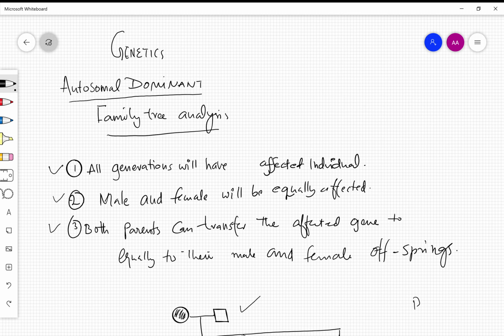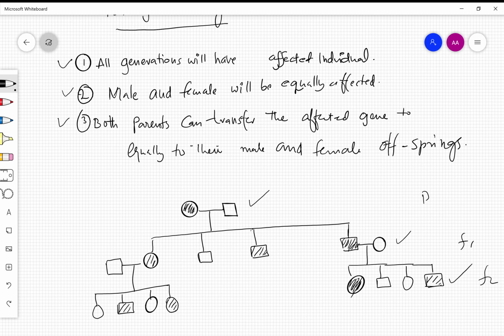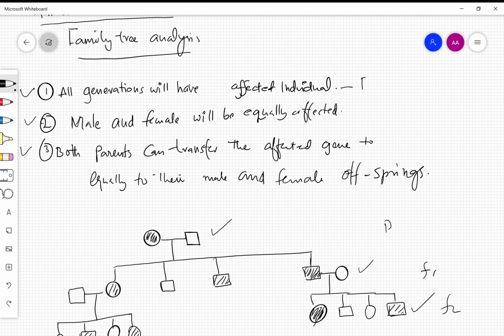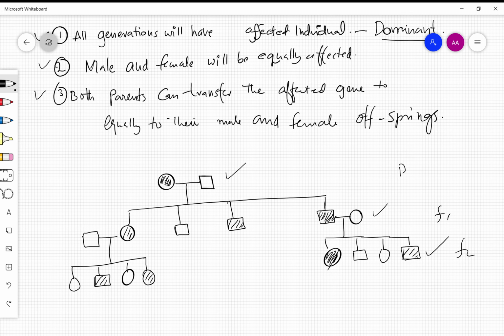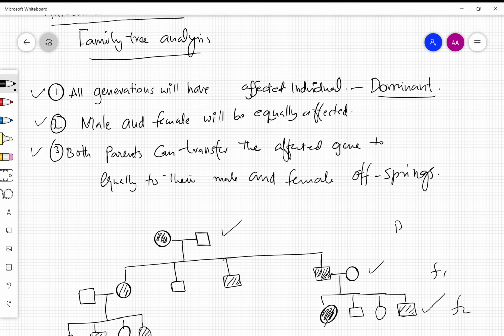So if you analyze a family tree, and let's say all the generations have an affected individual, so you can say, okay, this is for sure a dominant inheritance pattern. For instance, if you see here the parental generation, and then there is the F1 and F2 generation, all of the generations have one or more than one affected individual. So the first part, which is the dominance pattern, is satisfied here.